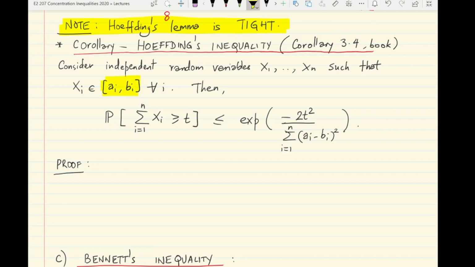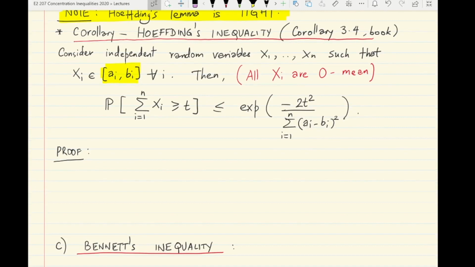Okay. So I should also say that all xi are zero mean. Then the probability that their sum exceeds t is at most e raised to minus 2t square by sum over all i of ai minus bi the whole square. Okay. So this gives you a way to control the deviations of a sum of independent and bounded random variables.